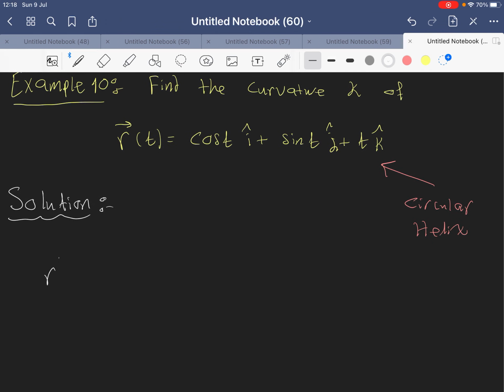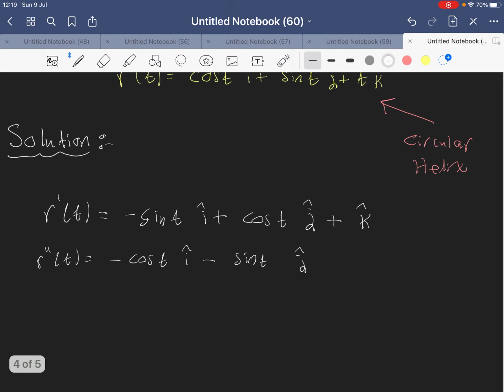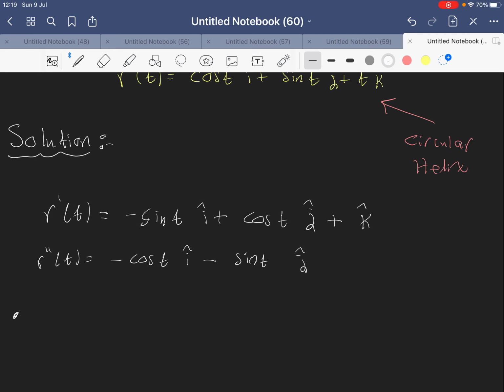So first, we need to find the first derivative, which will be minus sine t i plus cosine t j plus only k. The second derivative will be minus, it will stay, derivative of sine is cosine. Derivative of cosine will now be minus sine. And because there is no t here, we have to stop. And then we will find the cross product as usual.